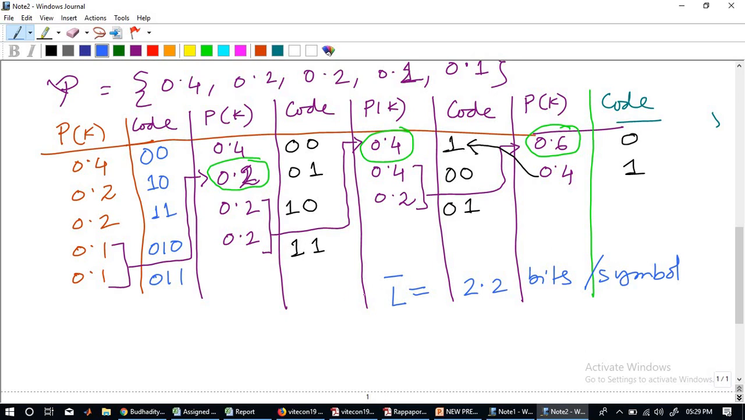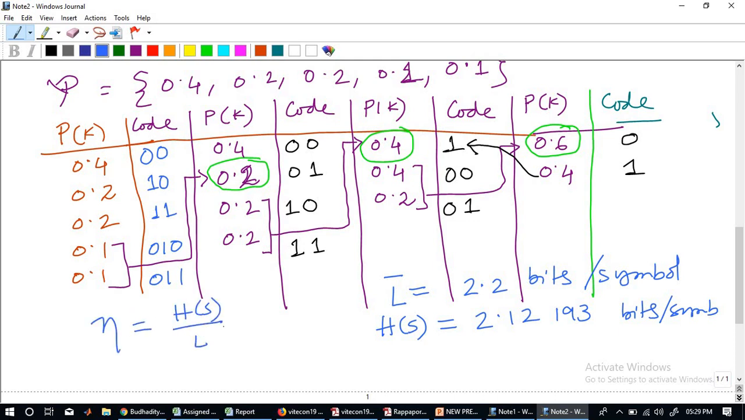Okay, entropy, H(S)? 2.12193. Okay, I'll put everything. So we have L average, we have H(S). Efficiency can be calculated as H(S) by L average. Coming around? So this is the coding efficiency for the given set.